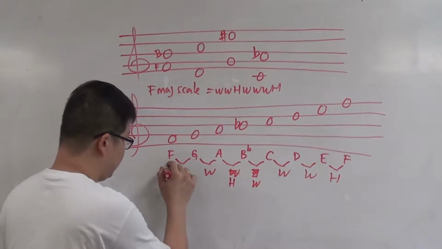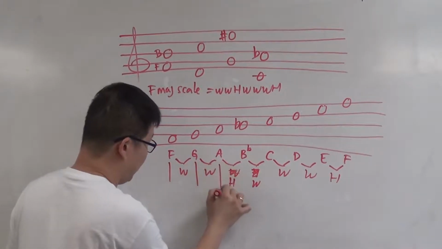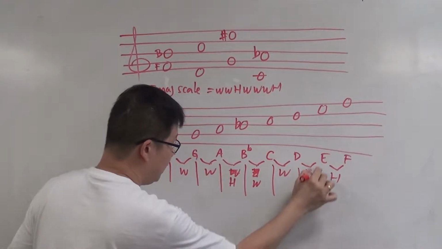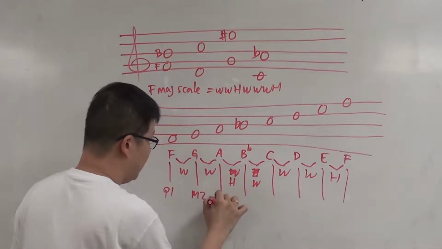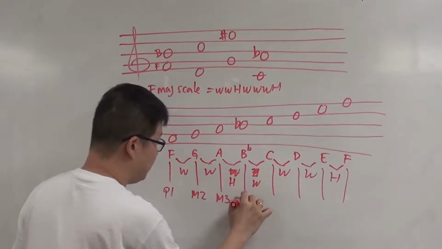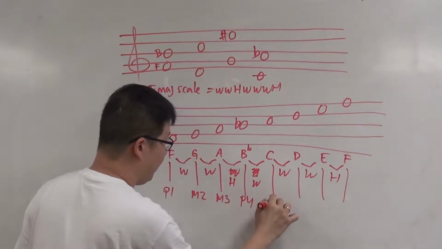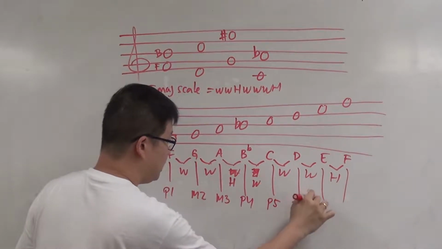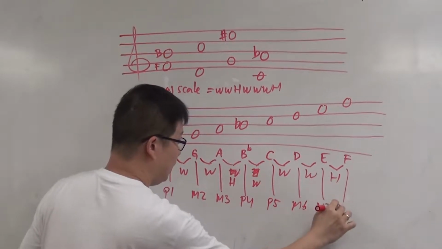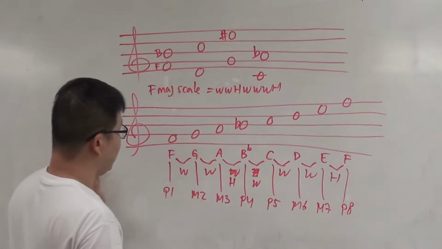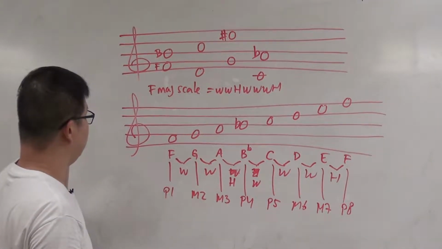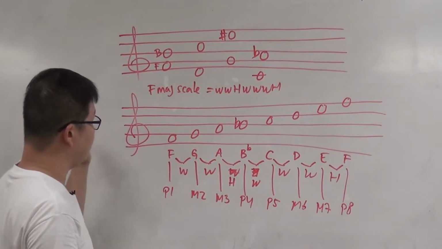Now the next step is you do exactly the same as how I showed you previously. So this will be P1, this is M2, this is M3, this is P4, this is P5, M6, M7, and P8.